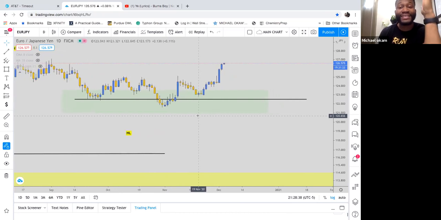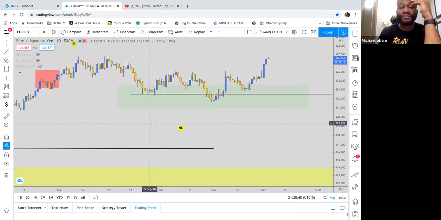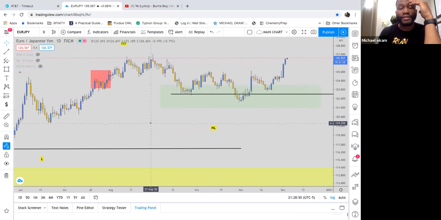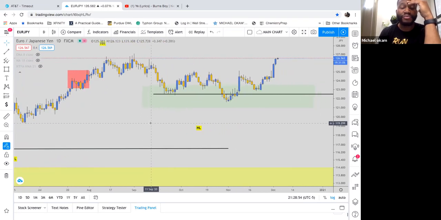Now we have to break this down to an even smaller time frame, guys. Write this down. We call this time frame correlation: utilizing more than one time frame to come to our bias. In this case, our bias is to buy the market.